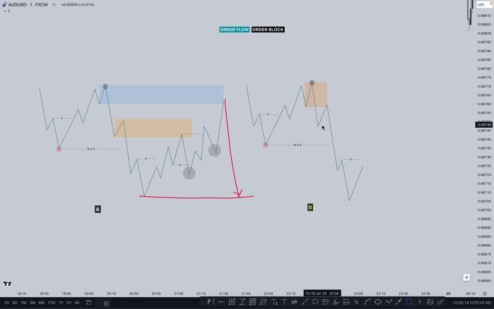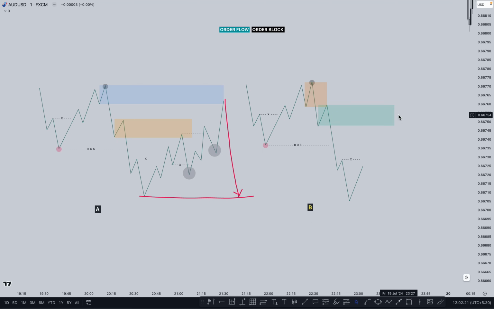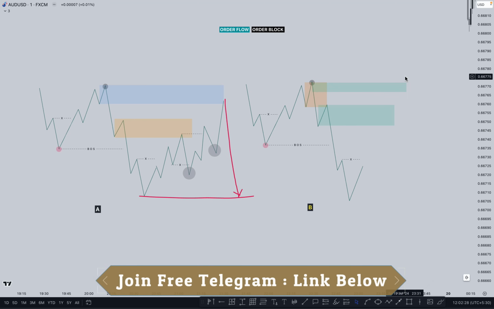So where is our next order flow? This one. It means if price taps on it, we can plan for the sell here, right? Why? Because this is an extreme order flow. And what happens if the market creates any kind of order block here? In that case, which one should we use?